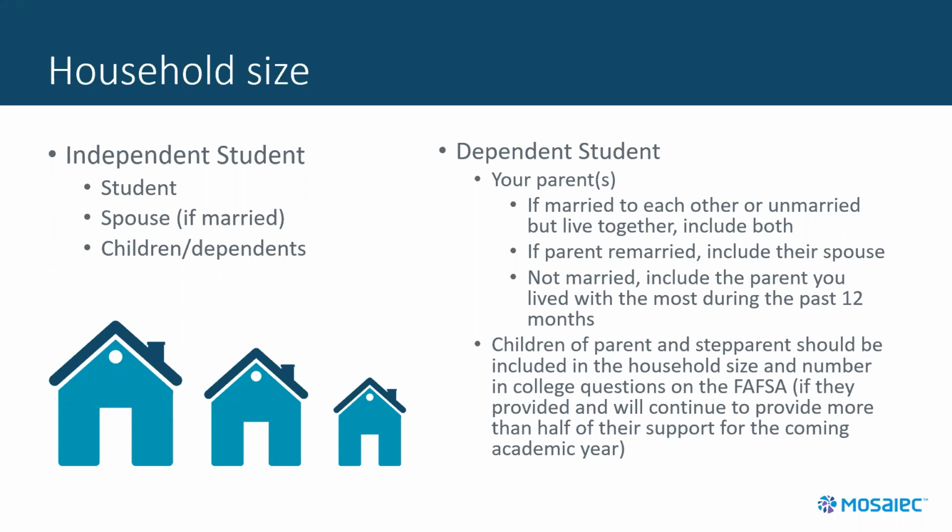Now, if your parents are divorced or separated, of course, you're going to be using that parent that you live with the most or provided more than half support when you're thinking about the household size, and using that particular parent's information, including those that support any other siblings or dependents.